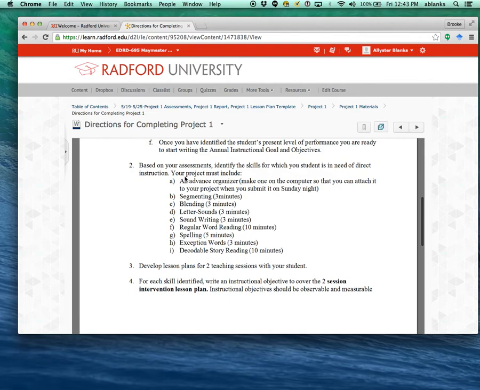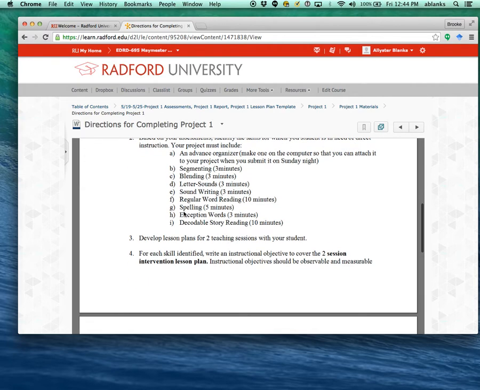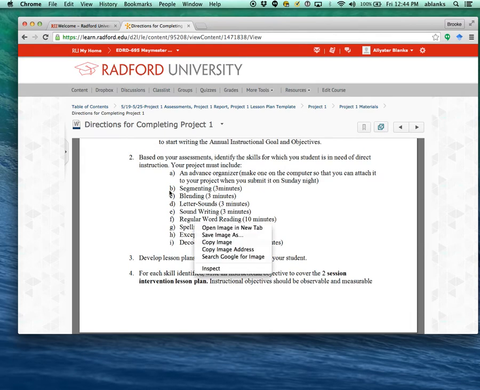You do not have to plan for all of these. I would like for you to plan for 4 to 6. We get into exception words and decodable story reading when we have students who, for instance, know all of their letter sounds and sound writing, and we're really working on regular word reading and spelling at the level of subvocal sounding out. So that frees up some time at the end to work on decodable story reading. If you have a child who is significantly behind, you don't need to get into decodable story reading right away. You can just plan your lessons for the first 6 skills.